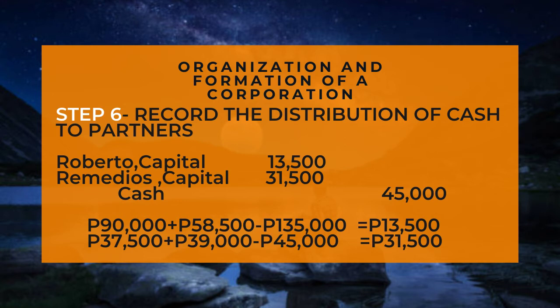90,000 pesos plus 58,000 pesos less 135,000 pesos is equal to 13,500 pesos. 37,500 pesos plus 39,900 pesos less 45,000 pesos is equal to 31,500 pesos.